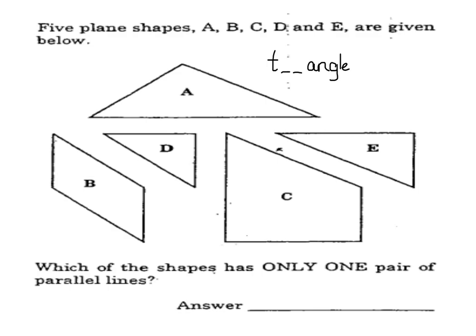What's the name of the shape with 3 sides and 3 angles? Triangle, right? So this is a triangle. So can you tell me which shapes here are triangles? Tell me the letters. A. So this is a triangle. Which other ones are triangles? E. Which other ones are triangles? Any others? And D. Alright.